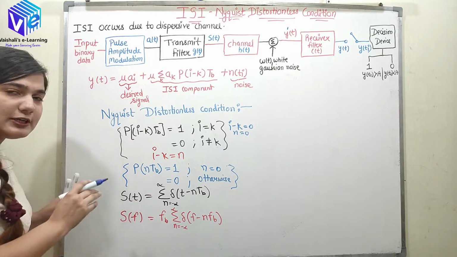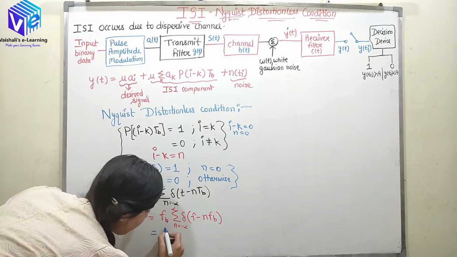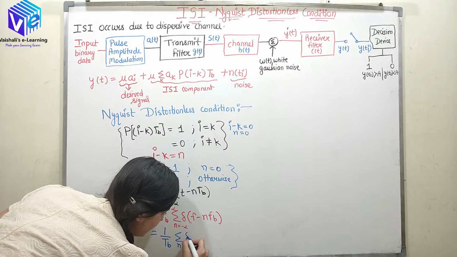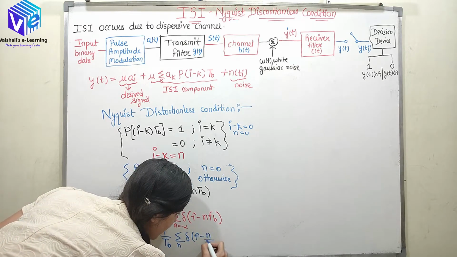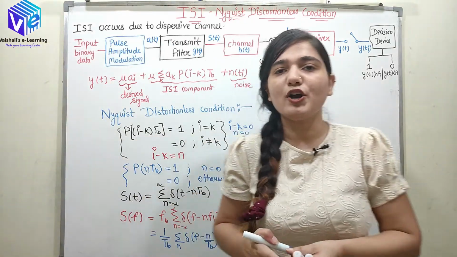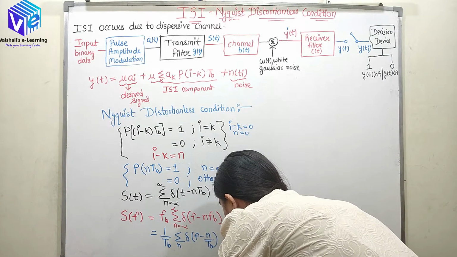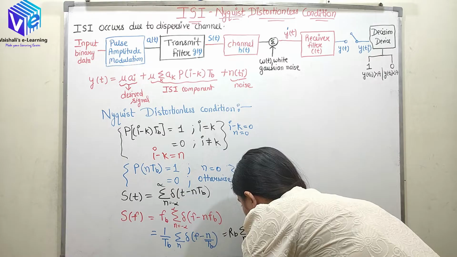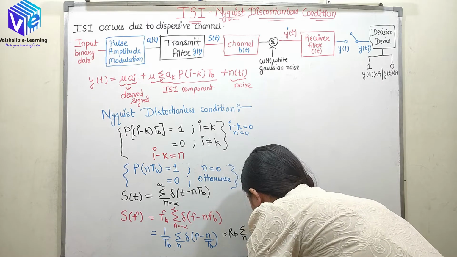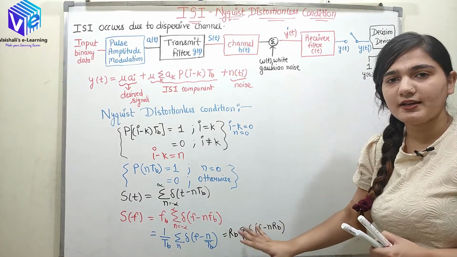Now if I want to represent this S(f) in a simplified form, f_b is 1 upon T_b, so summation over n of delta(f minus n upon T_b). Now I know 1 upon T_b is given as R_b. So it is equal to R_b summation over n of delta(f minus n R_b). I hope all of the things are clear up to here.